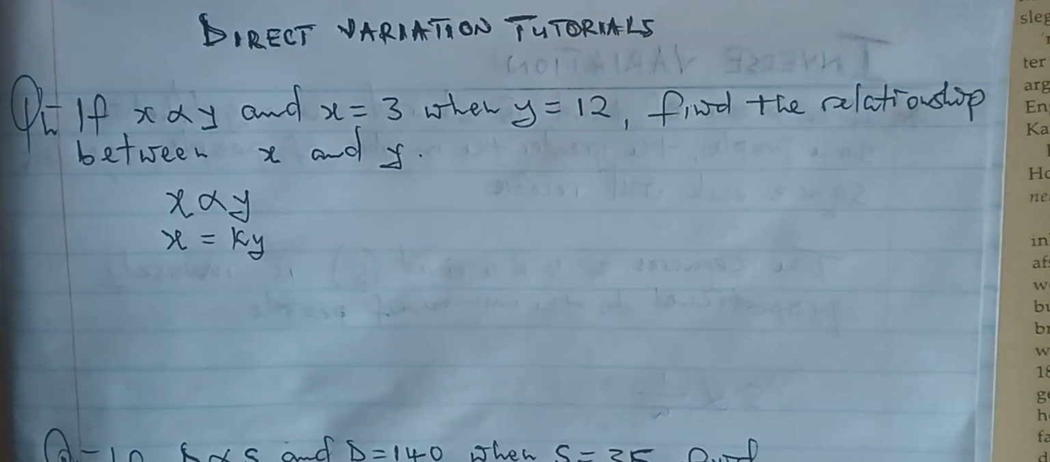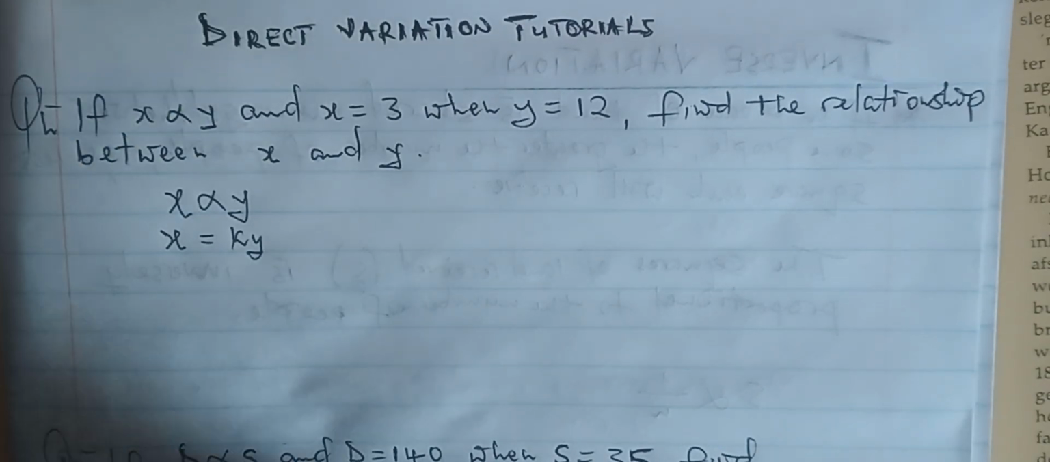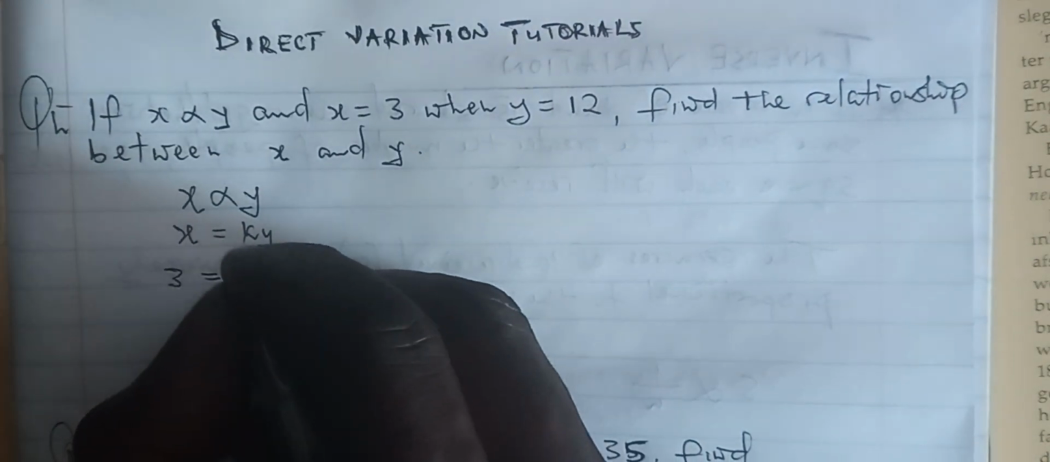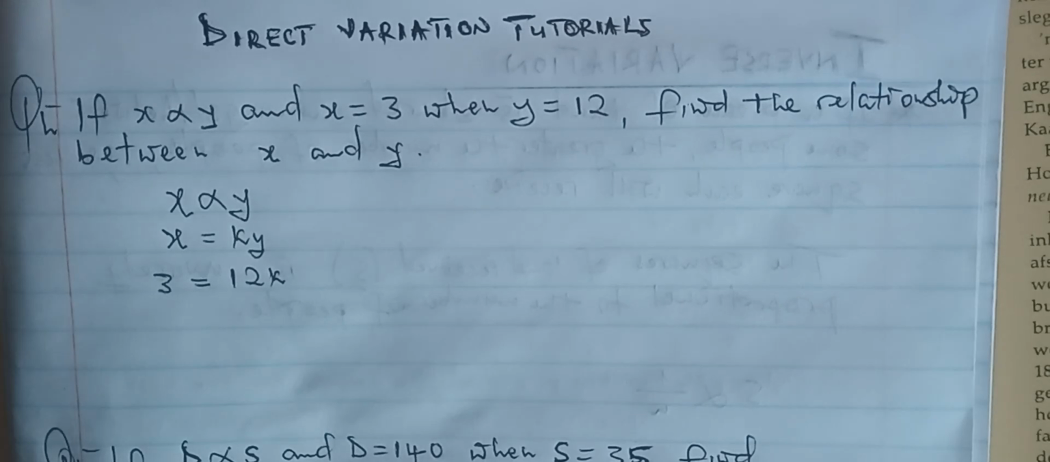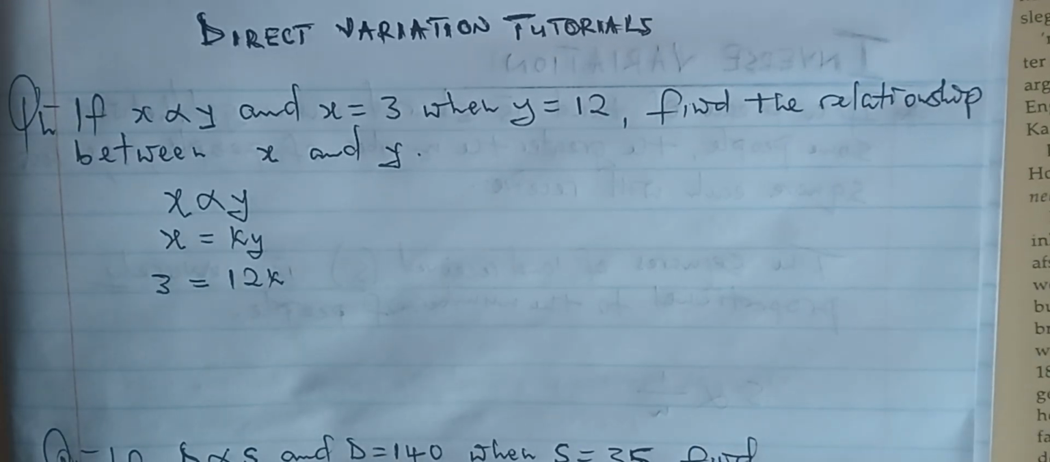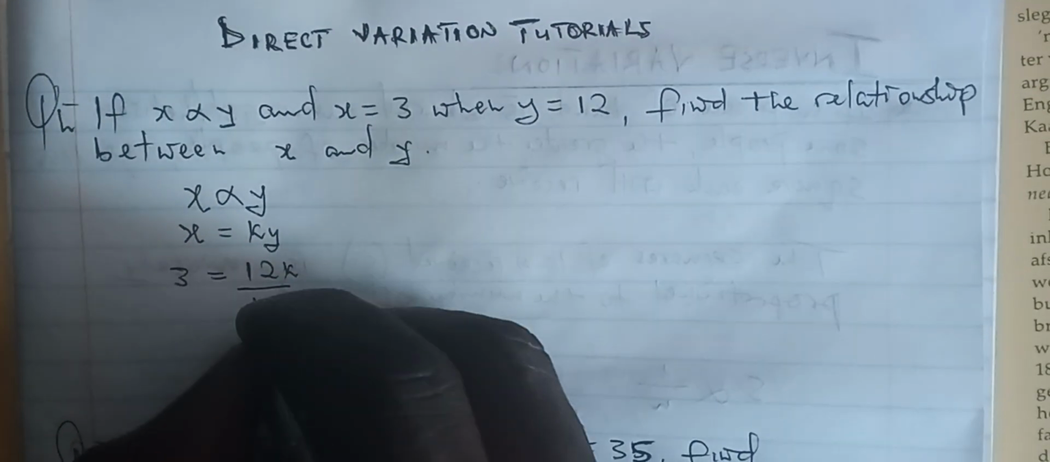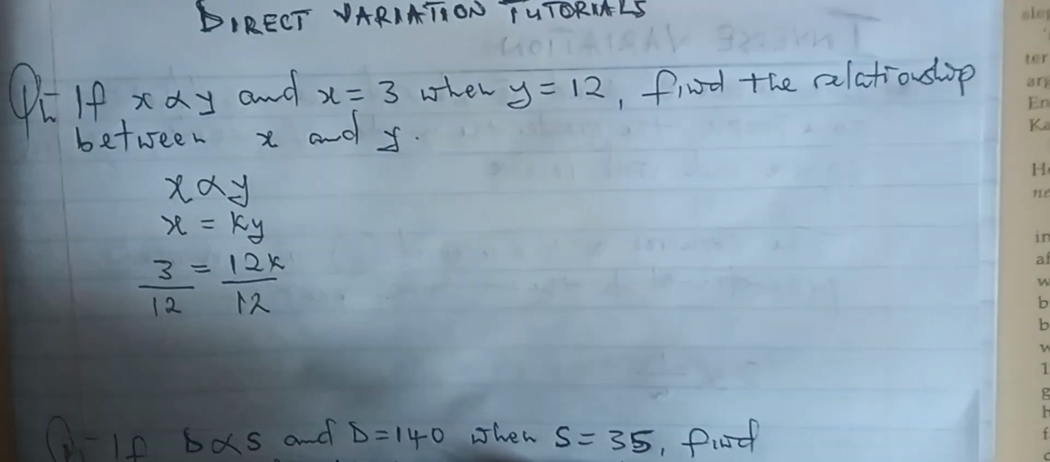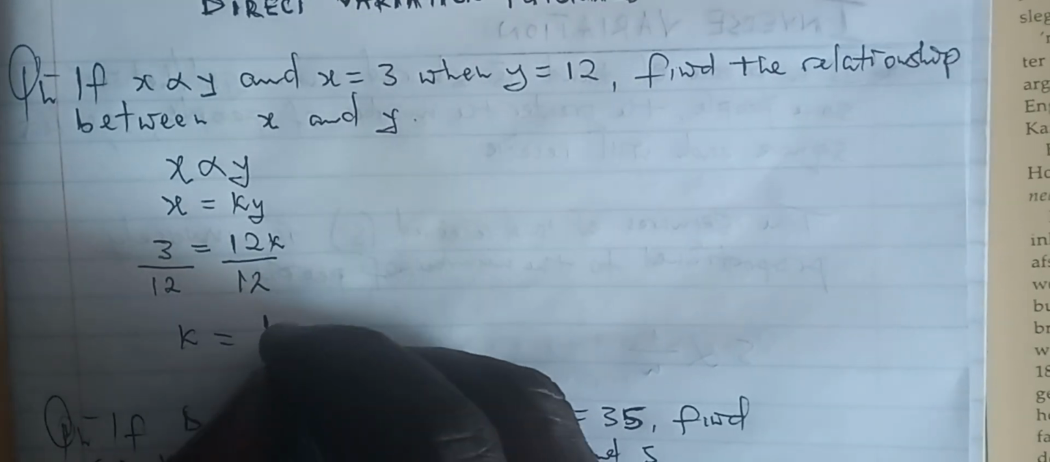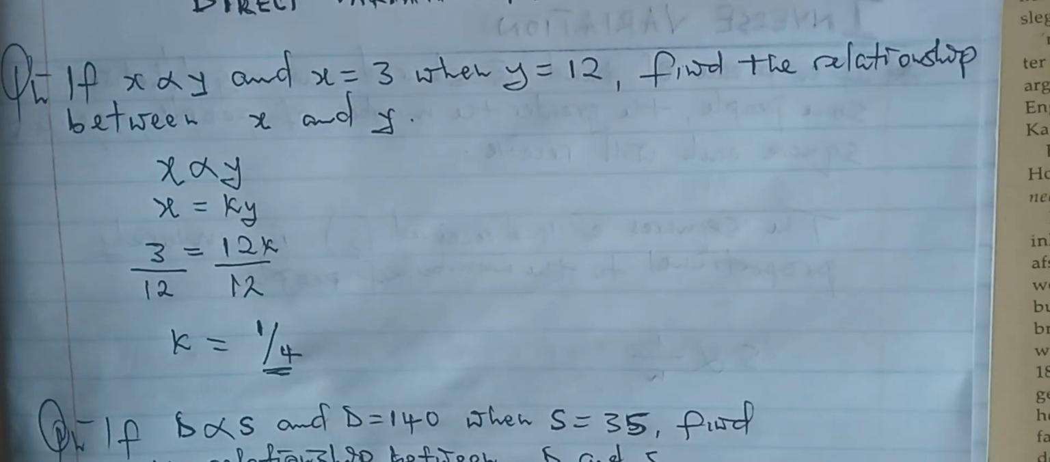And then after this, we find the value of the constant by substituting the values of x and y in that equation. So the value of x here is 3. So we are going to say 3 is equal to, the value of y is 12k. Now we've got an equation to solve for k. We're going to divide both sides by 12, and then the value of k is going to be 1 over 4. This is the value of k.